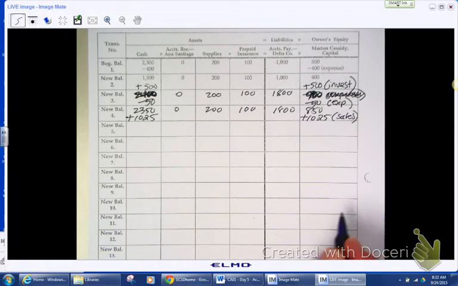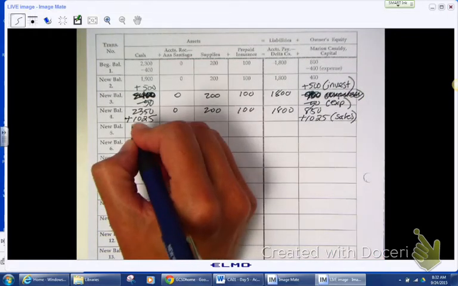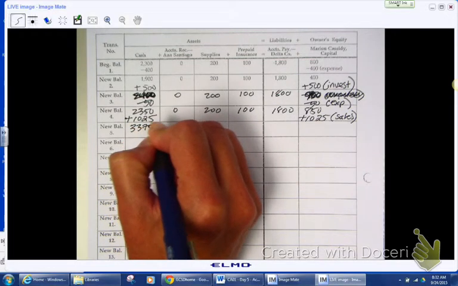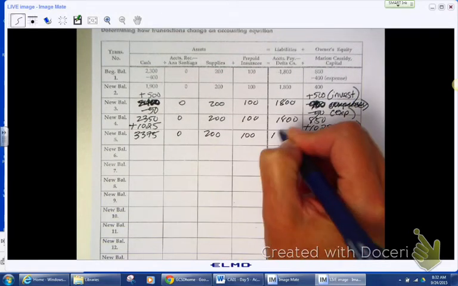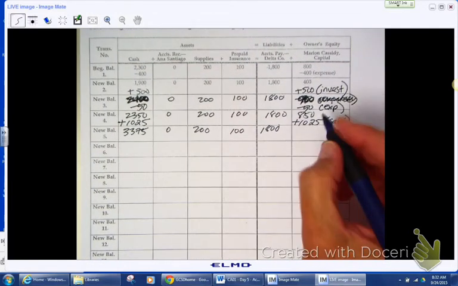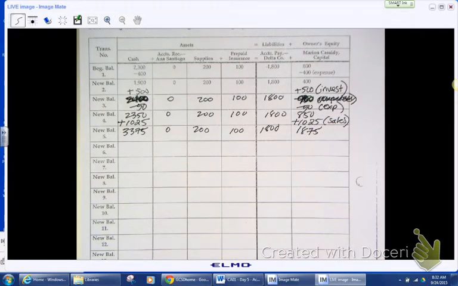Good. And so I bring my balances down, and my balances, help me out, 3,375, 0, 200, 100, $1,800. My owner's equity is? $1,875. Thank you. Okay, next. Why don't we let Eve go? Eve, next one. Okay, we're on number 5.